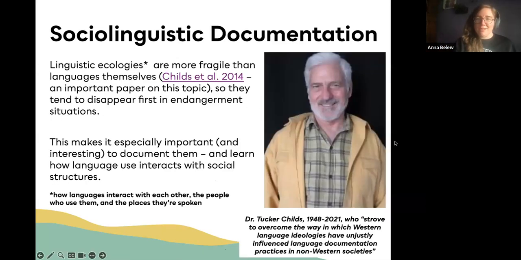And so one of the things that I want to highlight here, especially as pointed out by my late mentor, Dr. Tucker Childs, in this really important paper called Beyond the Ancestral Code: Towards Sociolinguistically Informed Language Documentation, he and his colleagues talk about how linguistic ecologies, right, these interactions between languages and communities and people, these ecologies are actually more fragile than what we might call languages. That means that even if a specific language is not highly endangered, the ecology that it lives in, this interplay of languages and social roles, those can be very endangered.